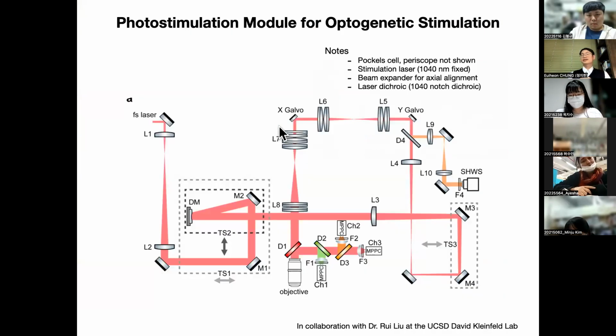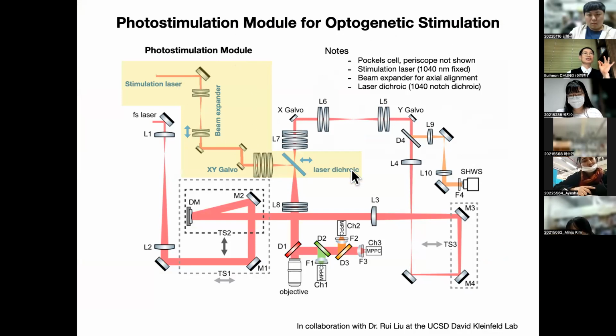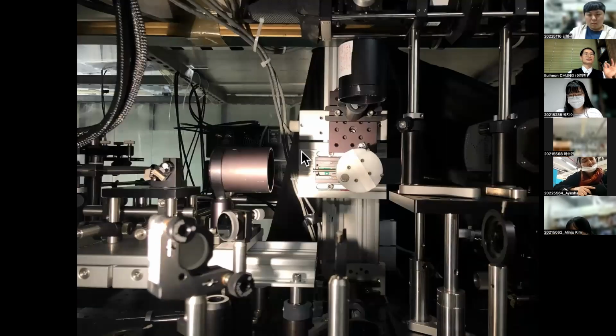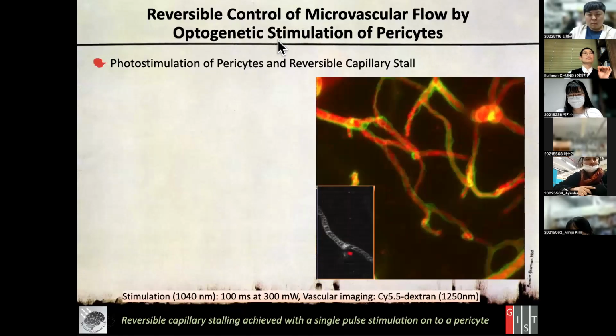So we are interested in tackling this so that by use of photostimulation for optogenetic stimulation, we may be able to control a single capillary. For that, an optogenetic stimulation unit has been added. And this is just one example of the setup. And I want to show reversible control of microvascular flow by use of optogenetic stimulation of this parasite.